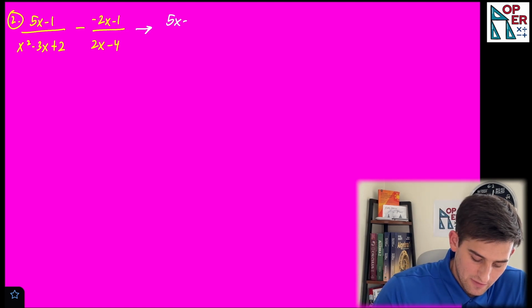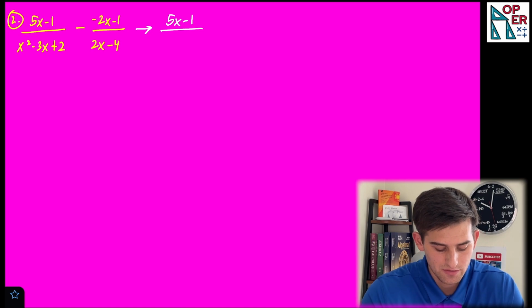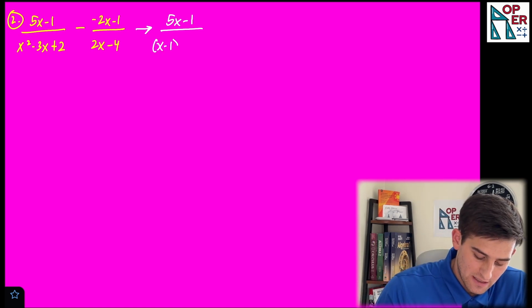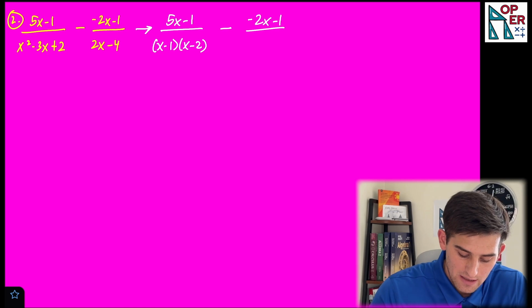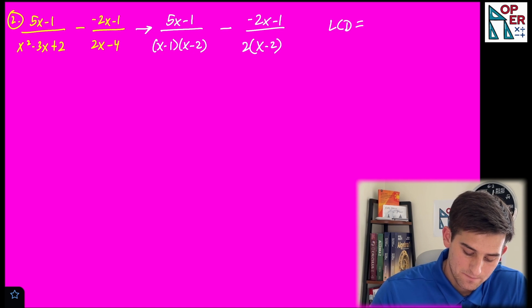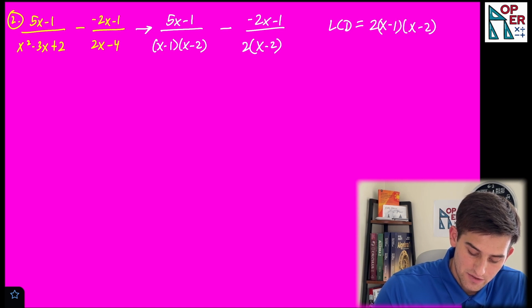So we have 5x minus 1. Now we have x squared minus 3x plus 2, so what adds to negative 3 and multiplies to 2? So that's going to give us an x minus 1 and an x minus 2. Minus, we have negative 2x minus 1 in our numerator, and let's just factor out a 2 to get x minus 2 right here. So now let's think about what our least common denominator would be. We have a 2, we have an x minus 1, and we have an x minus 2.